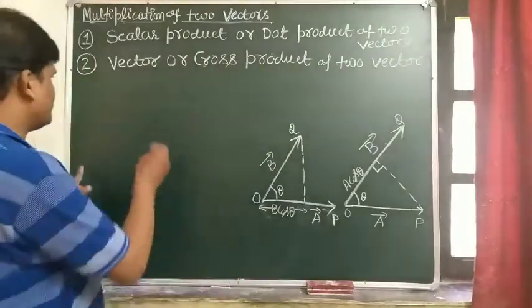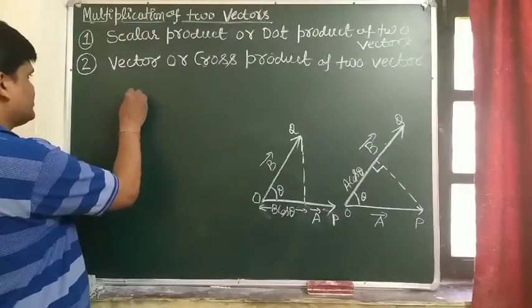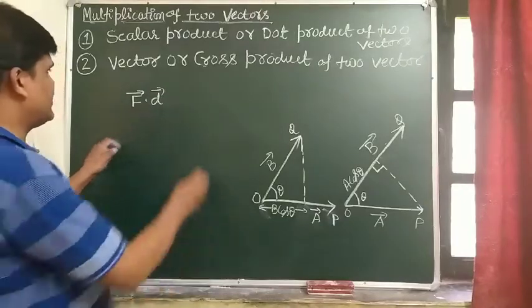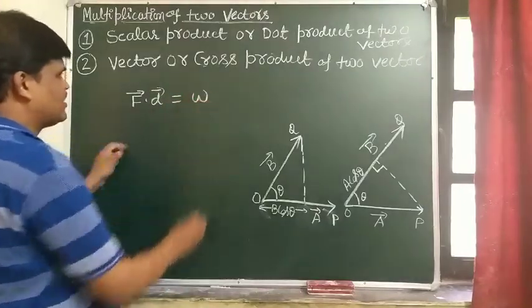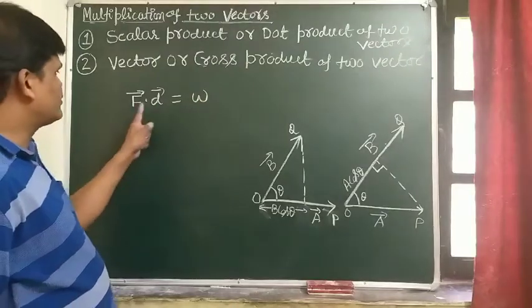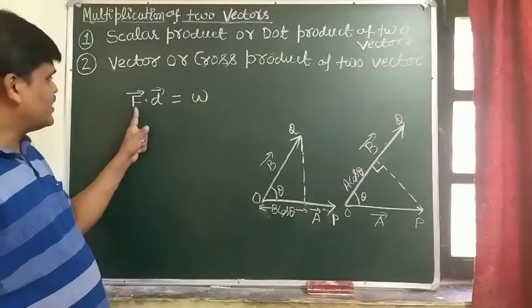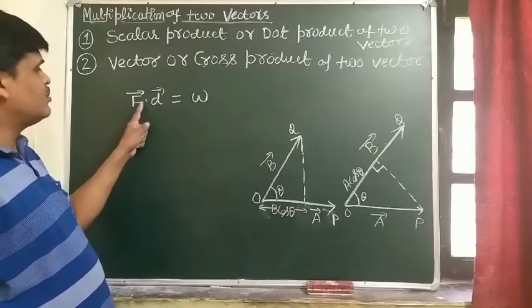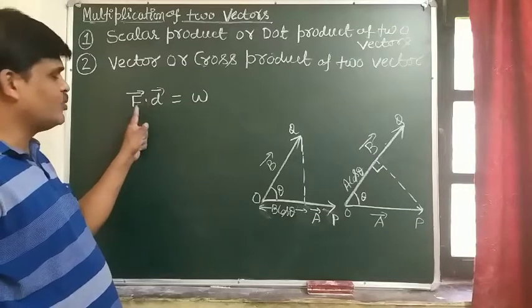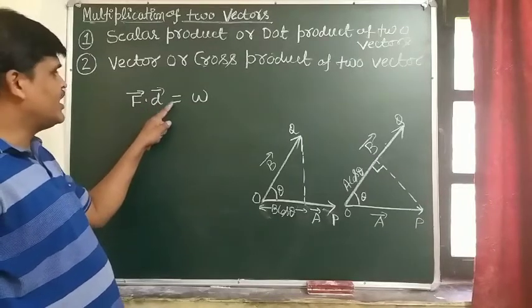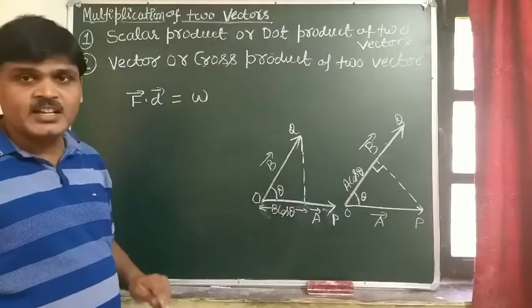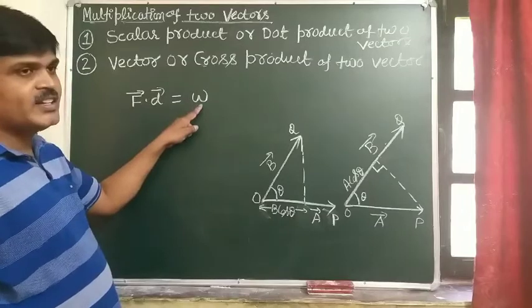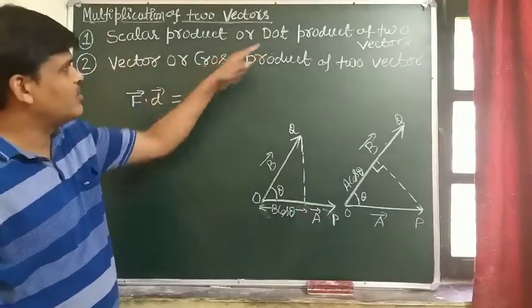And students, you know that if force is multiplied by displacement, work done is obtained. Force is a vector quantity. Displacement is a vector quantity. When force is multiplied by displacement, two vectors are multiplied, and the result comes out to be scalar, because work is a scalar quantity. So the product of two vectors is said to be scalar product or dot product.